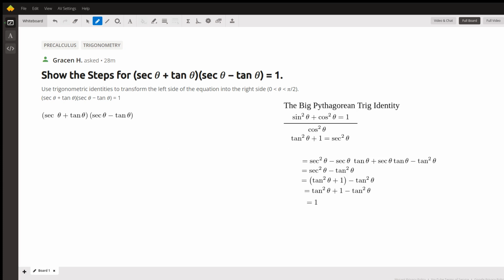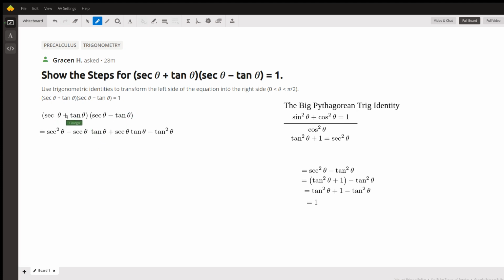One is to turn all the secants and tangents into sines and cosines. But first, before you do that, what can we do that's simpler? This just tells us what we want to do is multiply. There's an implied multiplication here, so let's do that. We're going to FOIL, and secant times secant is going to give us secant squared. The secant times the negative tangent is going to give us the negative secant tangent.